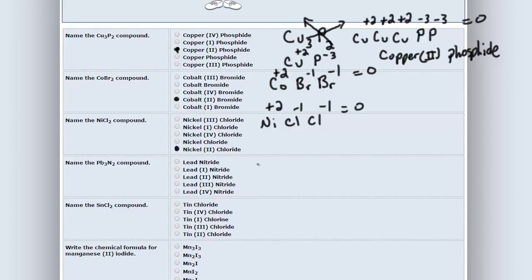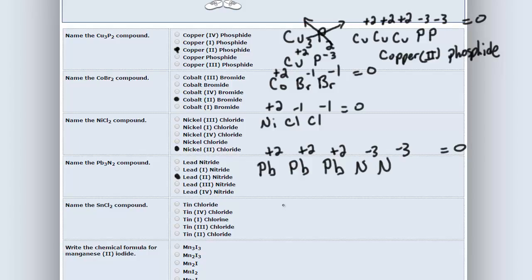Pb3N2. So we have 3 of these Pb's, and we have 2 of the nitrides. Nitride is -3. We have to get to 0. Each of these leads must be a +2. Lead 2 nitride.